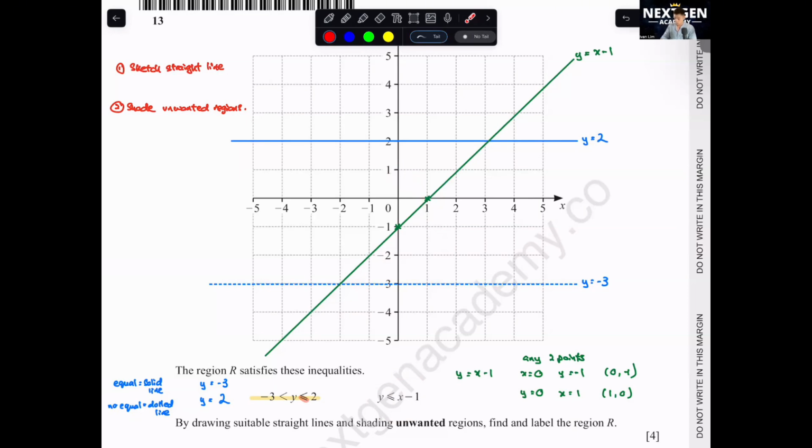So y equals x minus 1. We want the less than part. We don't want the more than part. So where do we shade off? We shade off the top here. You see how I shade also? I don't want you all in the exam to shade like that. You try not to spend too much time.